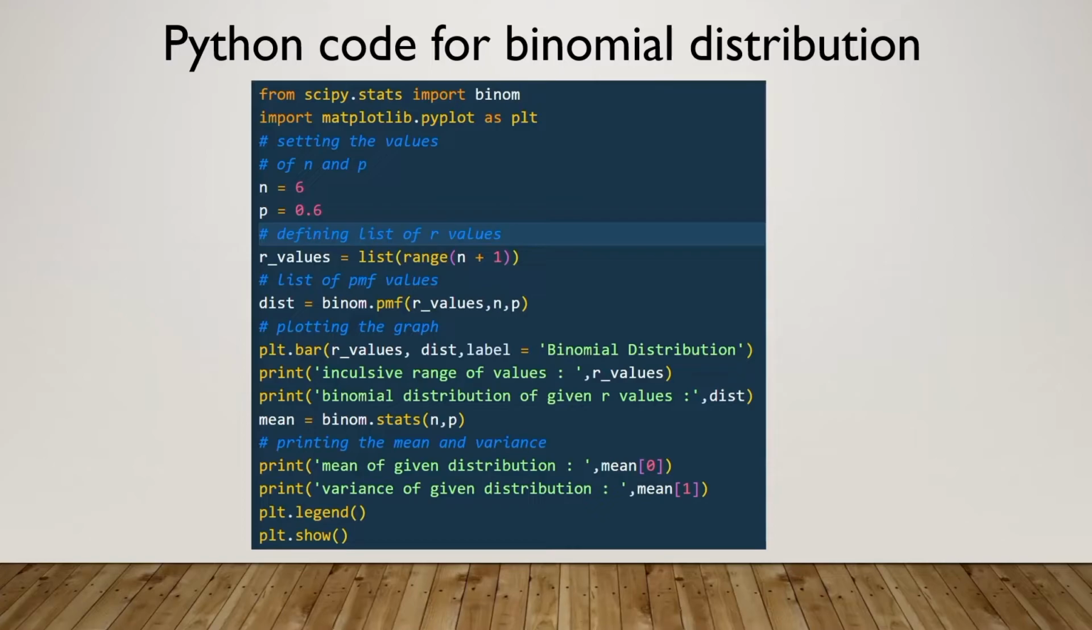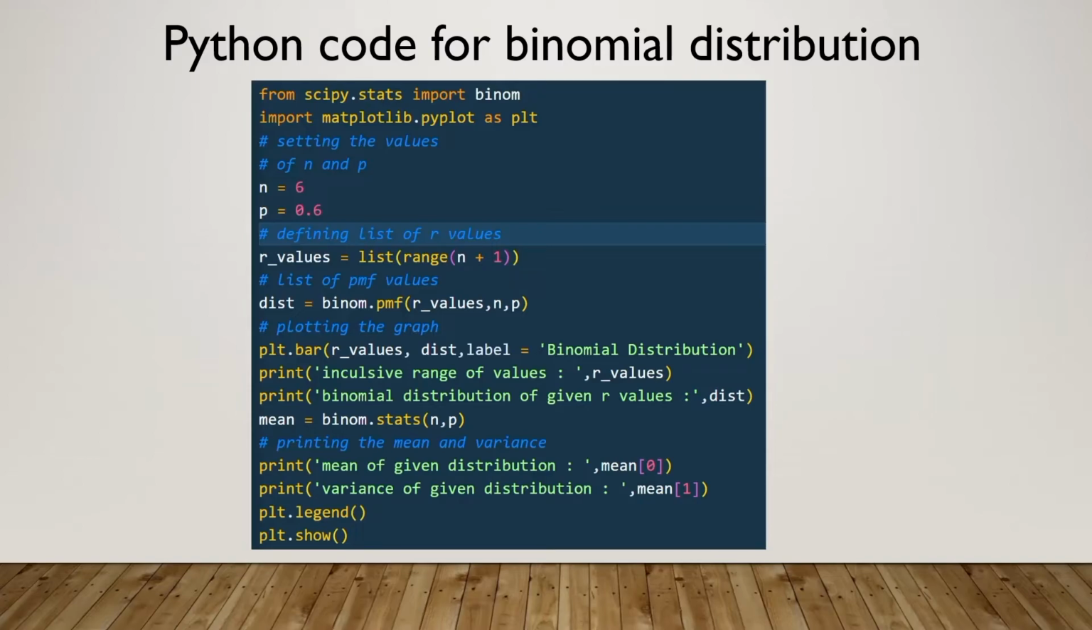Then we are taking the variable called dist. In that dist variable we are putting the function called binom.pmf. This function takes the arguments r values, n, p. This function returns the binomial distribution values for the given r values. Then we are taking the function called plt.bar. This function takes arguments r values, dist, and the label for the function is binomial distribution. Then we are printing the inclusive range of values from 0 to 6 and then printing the binomial distribution of the given r values.